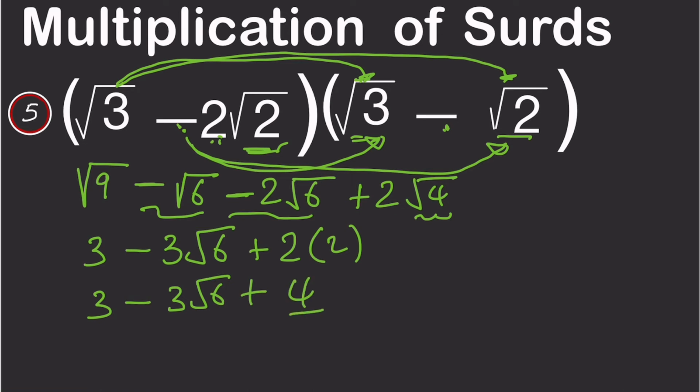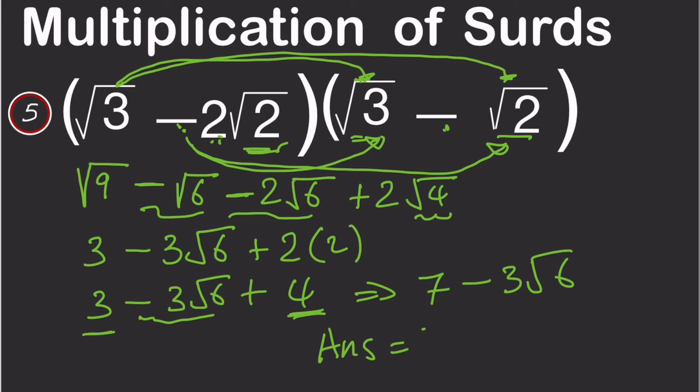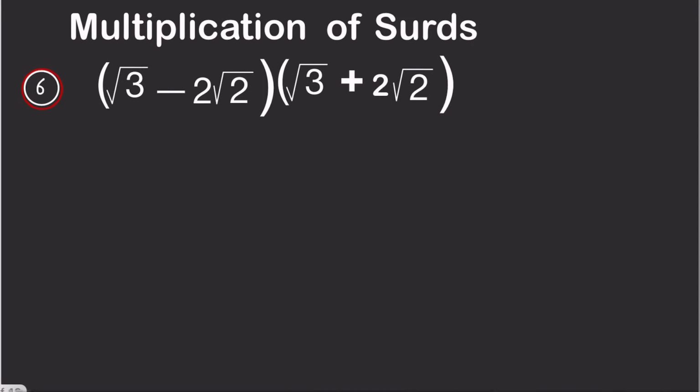If we add this together, we can only add like terms. We can add 3 plus 4, which will give us 7. So we are going to have 7 minus 3 root 6. So this is our answer: 7 minus 3 root 6. We can move to the next question.